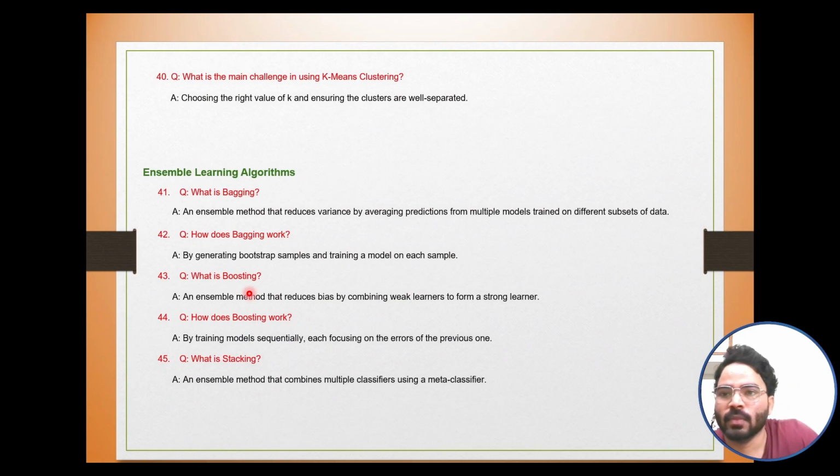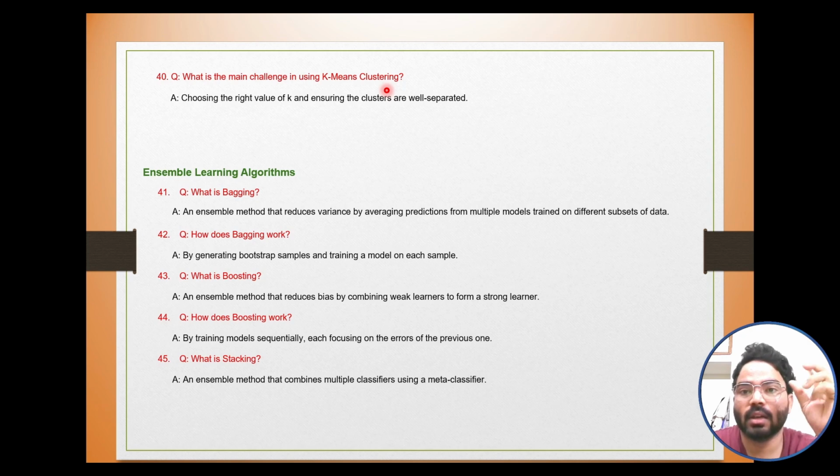Next question is, what is the main challenge in using k-means clustering? Choosing the right value of k is the main challenge. Based on the value of k, it will give you that many clusters. If you choose 4, then it will give you 4 clusters. If you choose 2, then it will give you 2 clusters. But choosing the value of k by using the elbow method, sometimes the elbow method is not good for choosing the value of k. So it is the main challenge in using k-means clustering.